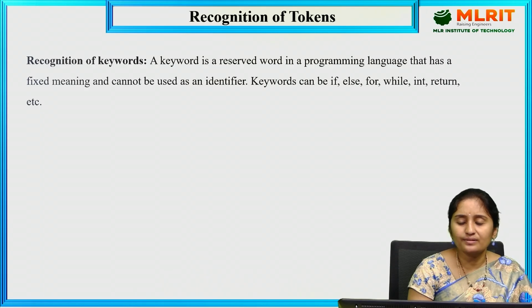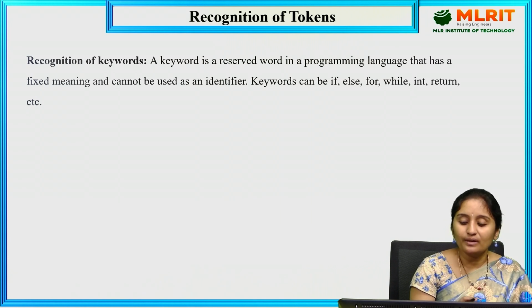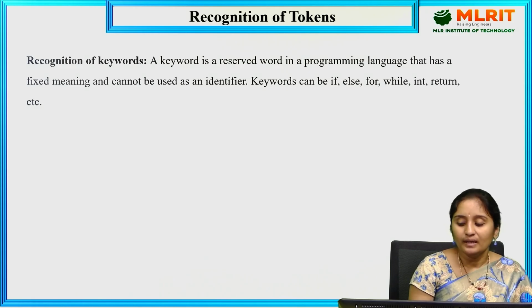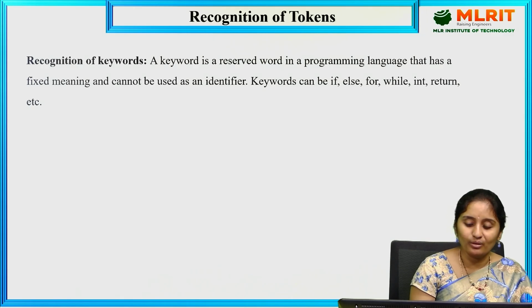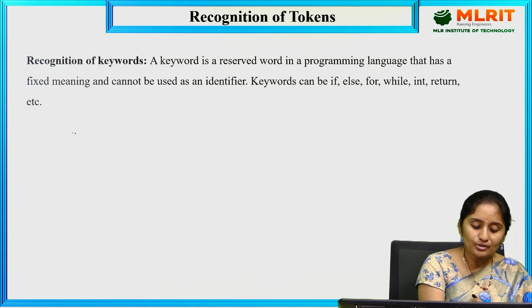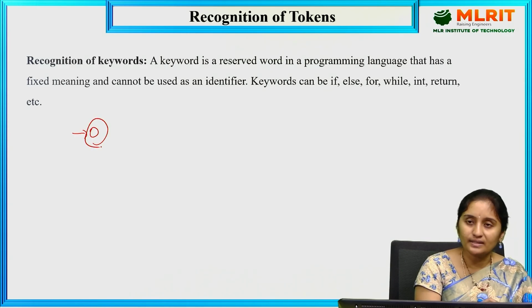So the next one is recognition of keywords. A keyword is nothing but a reserved word in the programming language that has some fixed meaning. Keywords can be like if, else, for, while, do-while, all these are the keywords we use here. The keywords cannot be used as an identifier. So let me draw the transition diagram for these keywords. This is my starting state. I want to reach if: I is the first character, then F, and it is moving to the final state.